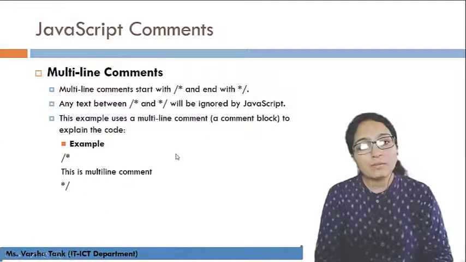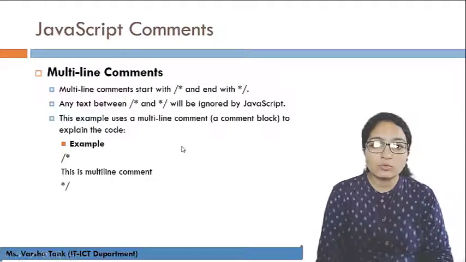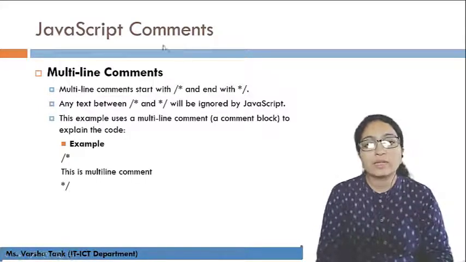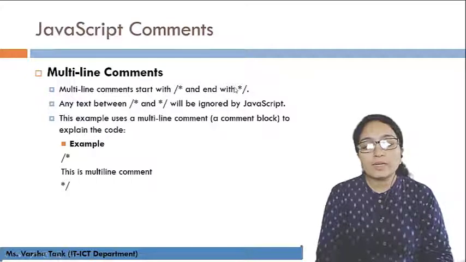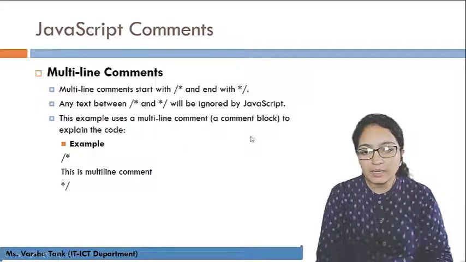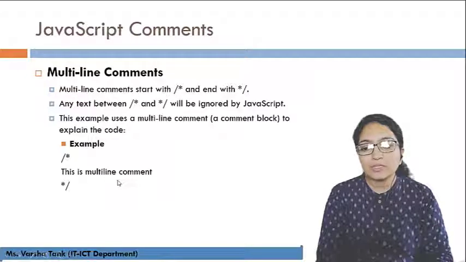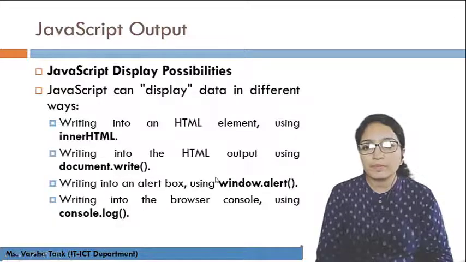And how to define the multi-line comment? That is very similar to style sheets, and we have defined it in C also. For the multi-line comment, start with slash star and end with star slash. Whatever you have written in between will be ignored by JavaScript. This example uses the multi-line comment. Here you can see the comment box. This is the multi-line comment, and it will be ignored by JavaScript. This way you can define JavaScript comments.